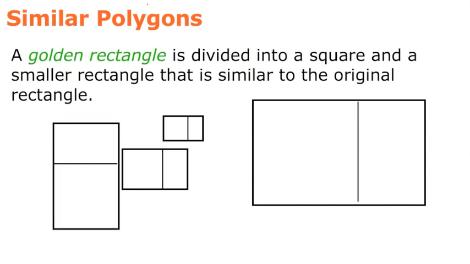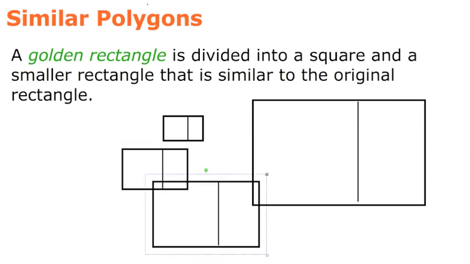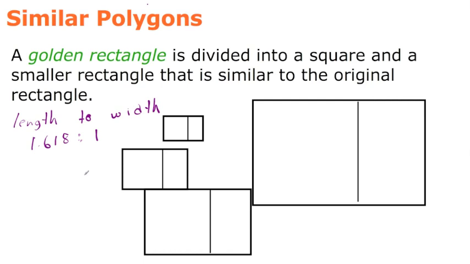And all of these rectangles are golden rectangles, which have a ratio of length to width of 1.618 to 1. So the length to width ratio here is 1.618 to 1. And that's a pretty classic thing in architecture because it's known to be pleasing to the human eye. We're going to solve a problem with that coming up soon.